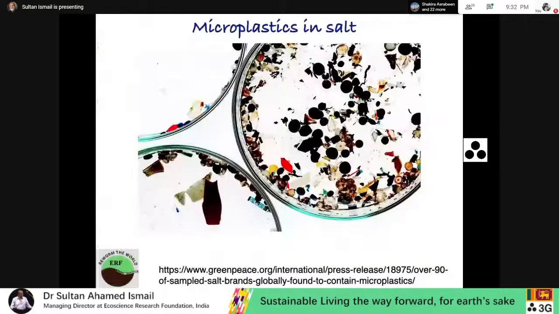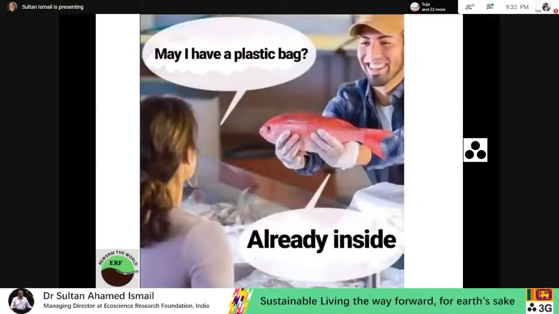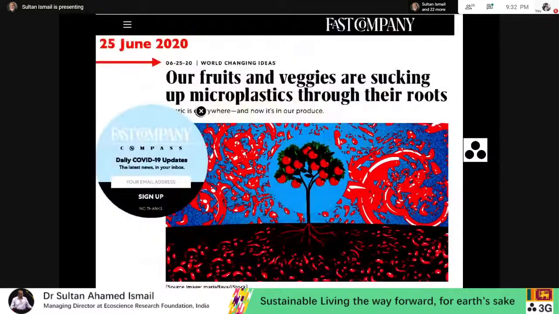Right? It is already found in salt. It is found in fish. Very recently, June 2020, it is reportedly found in fruits and vegetables. And just today, I received a February 2021 report.